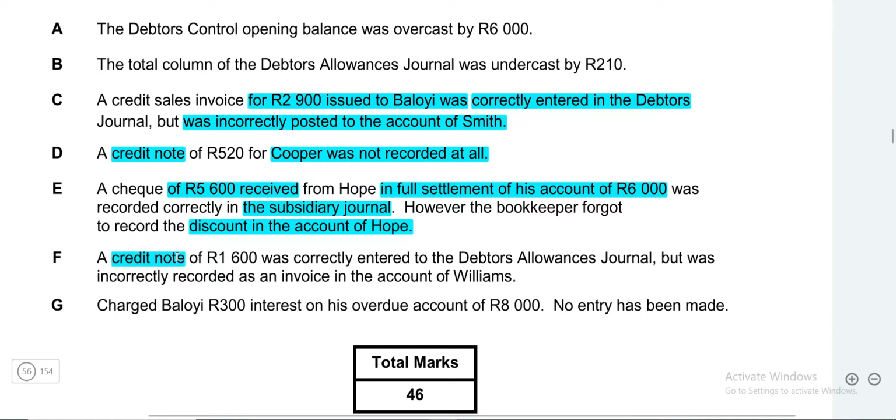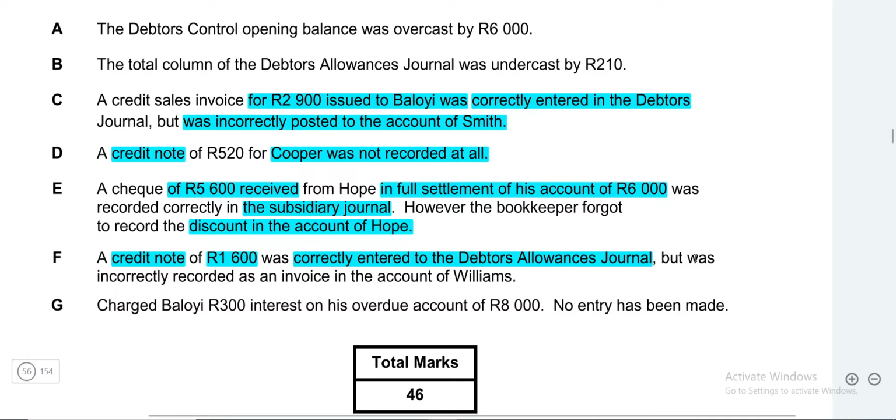Very important for you to always know what is the credit note that is used, because it will help you to know what to do. So they're saying that a credit note of 1,600 was correctly entered in the debtors allowance journal. Now remember, this has been correctly entered in the debtors allowance journal, so meaning that the main control account of all of them is fine.